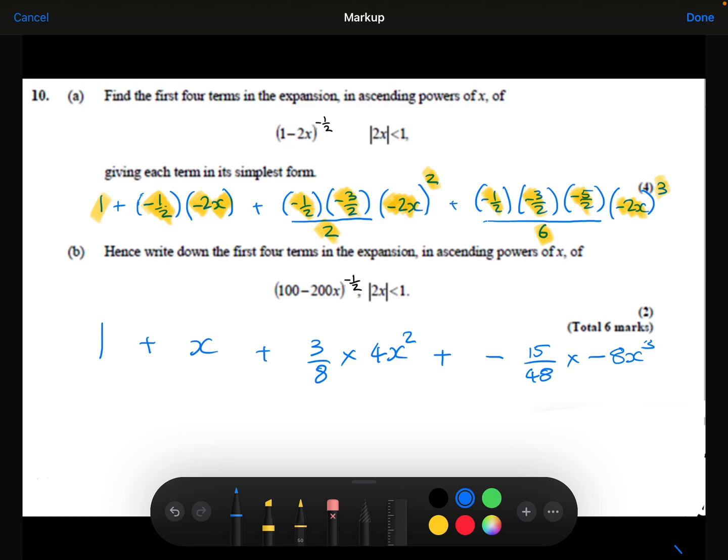Now just to do a last bit of simplification, the 1 and the x can't really be simplified. The 3 over 8 times 4 will be 3 over 2 x squared. And then the minus 15 over 48 times the minus 8 will give a positive, and then that's going to simplify to be 5 over 2 x cubed. And then that is my answer for part A.